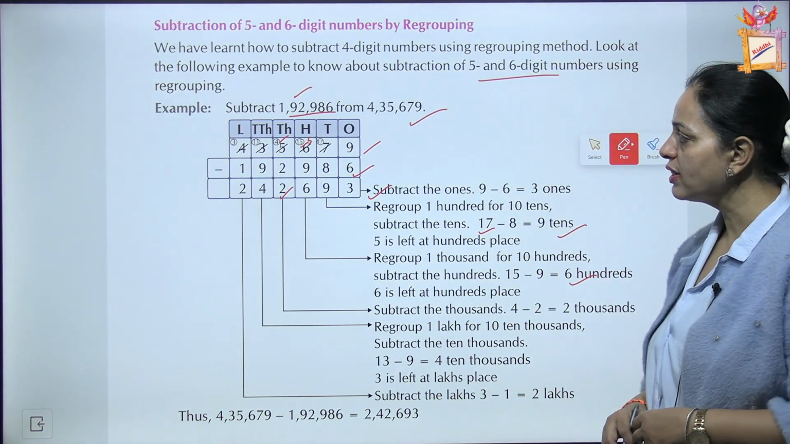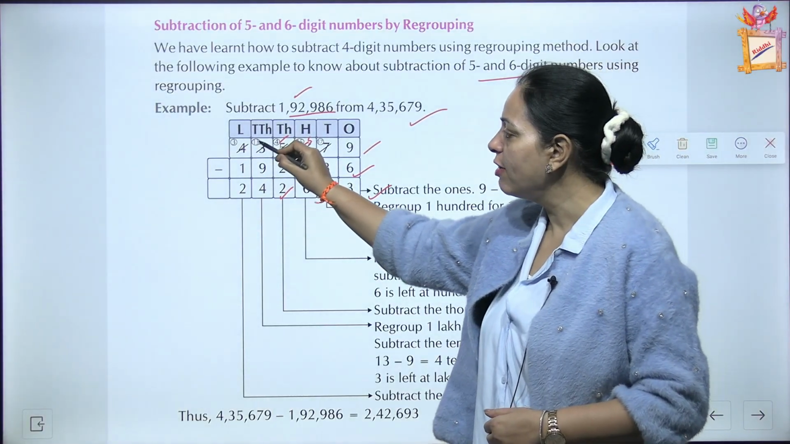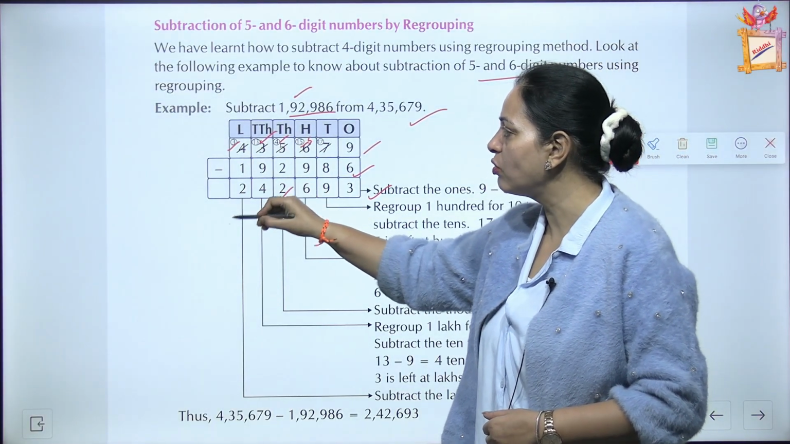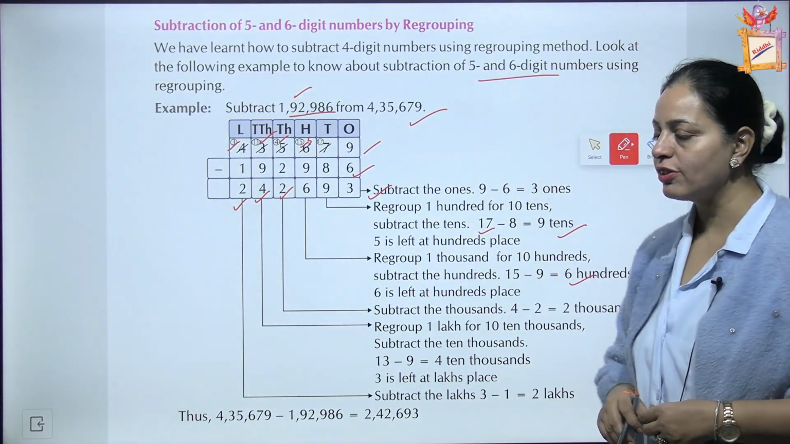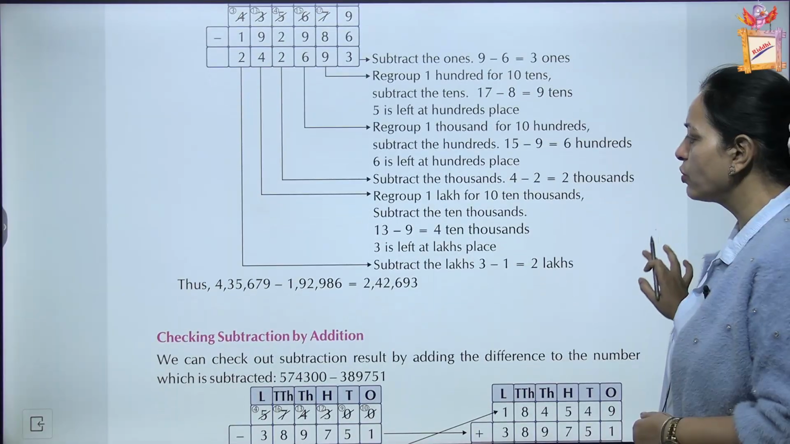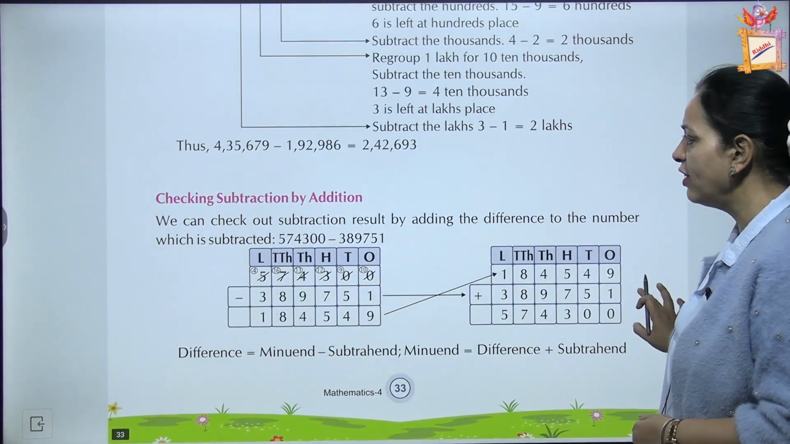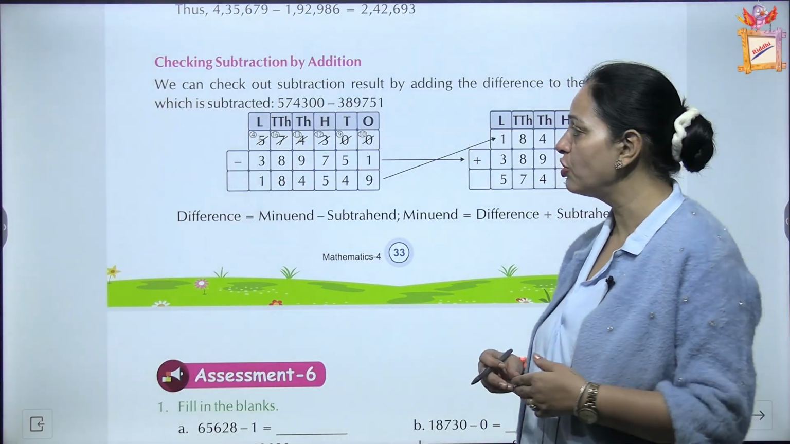Now 10,000s digit 3 minus 9 not possible. Borrow from the lakh digit, this becomes 13, this becomes 3. 13 minus 9, 4. 3 minus 1, that is 2. So this is the answer, 2,42,693.